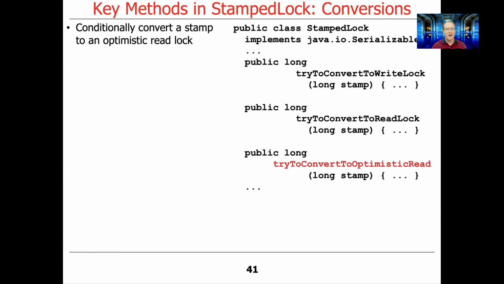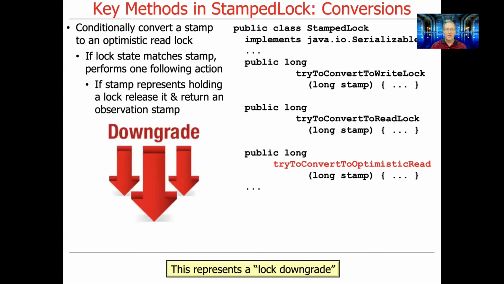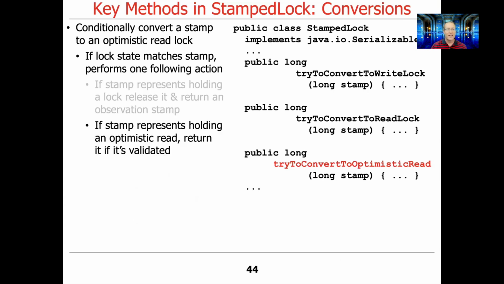And then the final method is tryConvertToOptimisticRead, which will conditionally convert a stamp to an optimistic read lock. So once again, the stamp parameter is examined. If it's holding a lock, release it and return an observation stamp. This is another downgrade operation. If the stamp represents an optimistic read, return it if it's validated, so it does implicit validation. Otherwise, return 0. So it's obviously easier to convert to optimistic read because that has the least powerful semantics.